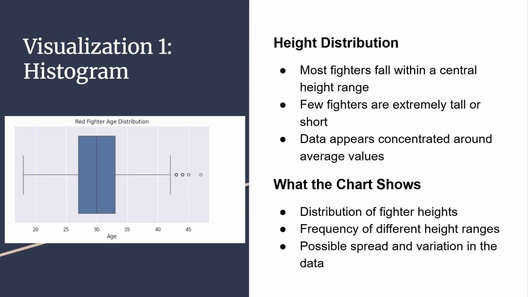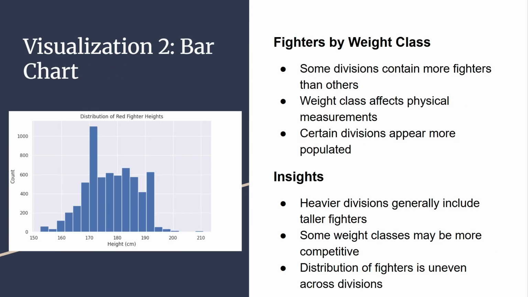and this suggests that fighter heights are concentrated around average values rather than being evenly spread across all possible heights. The histogram helps us identify whether the data is skewed or if there are any unusual values, basically the outliers. Next visualization, we have the bar chart.